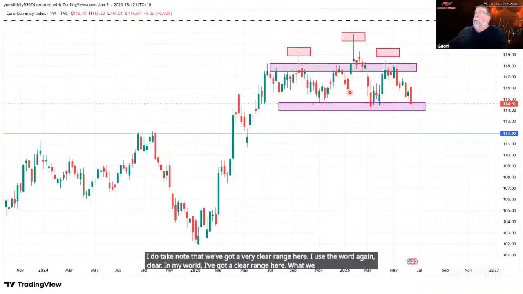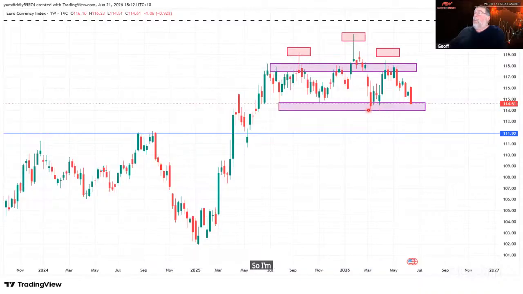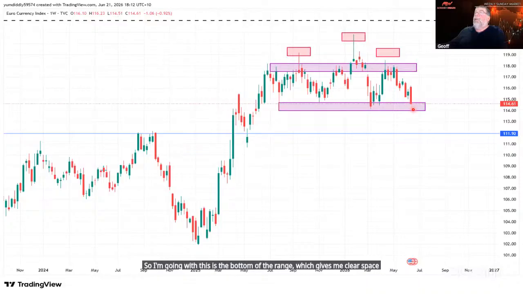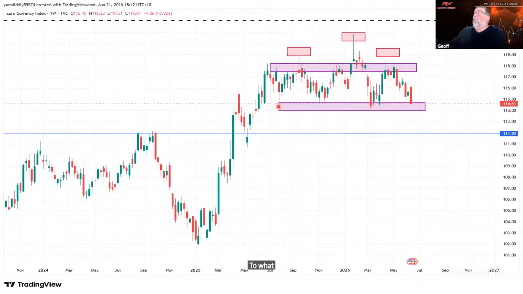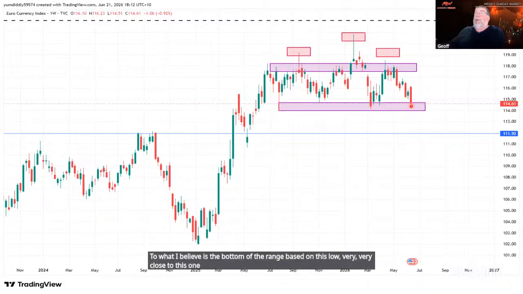What we haven't ascertained is whether this is the bottom of the range, or is this now the bottom of the range? So I'm going with this being the bottom of the range, which gives me some space for price to go back to what I believe is the bottom of the range, based on this low, very, very close to this one. So I'm bearish the euro right now.